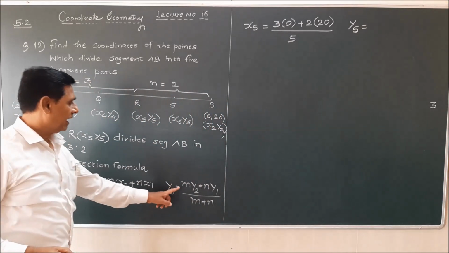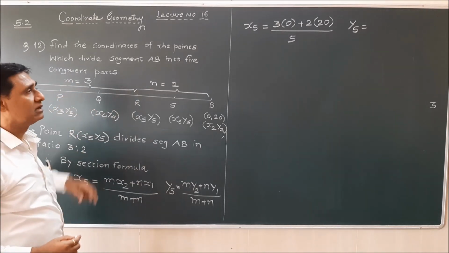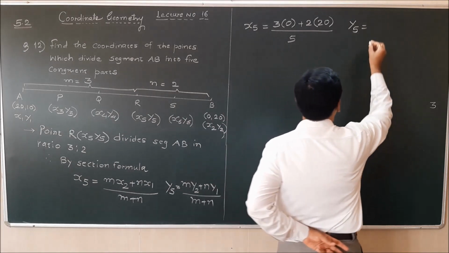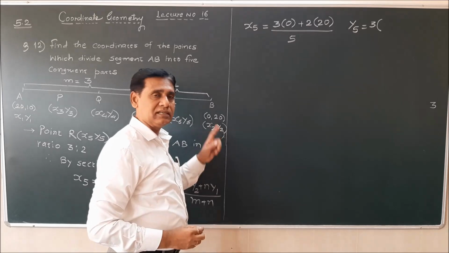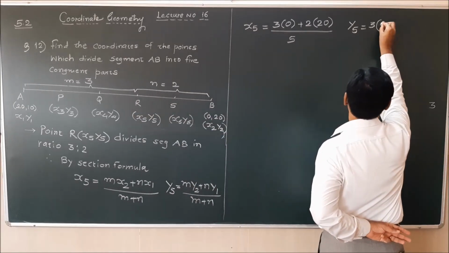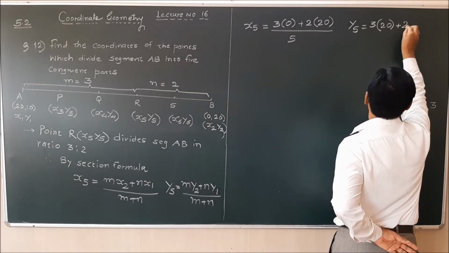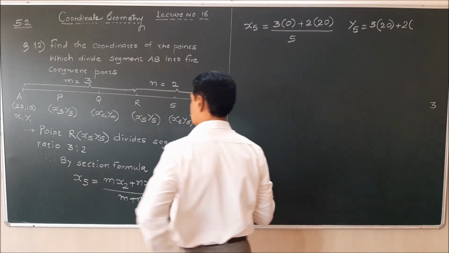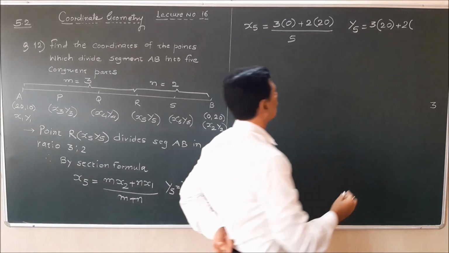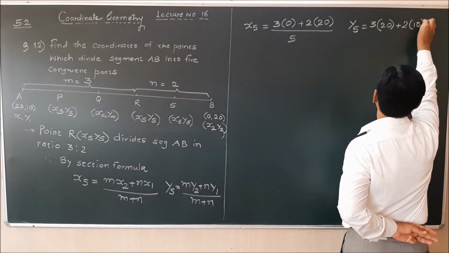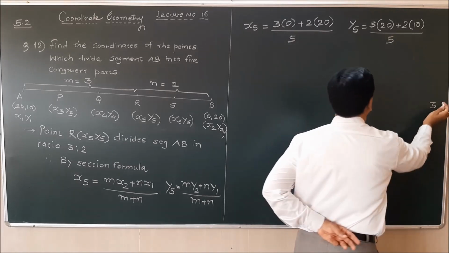While y5 is equal to m y2, so the value of m is 3, so 3 times y2, and y2 is 20 here, plus n y1, n is 2, and y1 is, you will find here, 10. So m y2 plus n y1 upon m plus n. The value of m plus n we already know, which is 5.